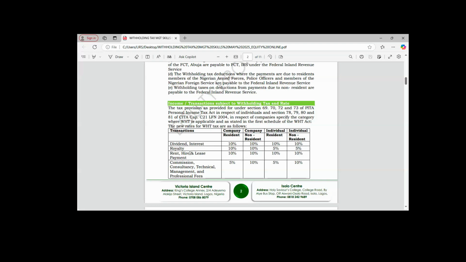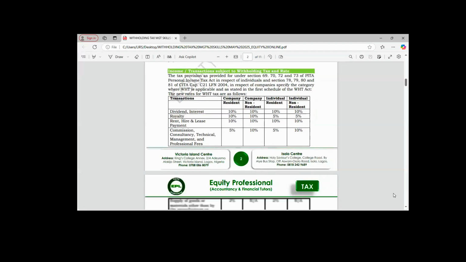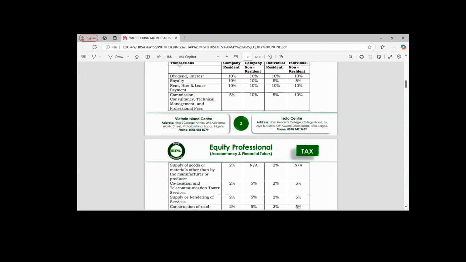Then we have commission, consultancy, technical, management, and professional fees, like our audit fees and so on. For company, resident 5%, non-resident 10%; individual resident 5%, individual non-resident 10%. So let us take note of that. Before now, it was usually 5% for individual and 10% for company. It has been remodified now.